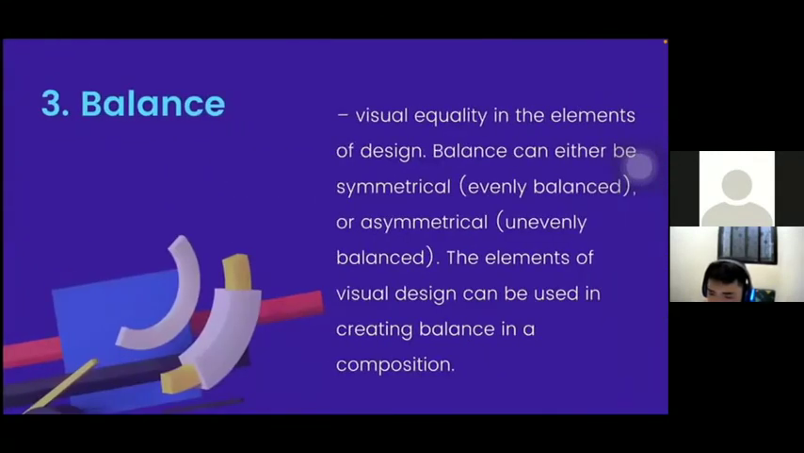Next is number three, balance. Visual equality in the elements of design. Balance can either be symmetrical, or evenly balanced, or asymmetrical, or unevenly balanced. The elements of visual design can be used in creating balance in a composition. So balance is the visual weight of objects, colors, texture, and space distributed throughout the screen. These elements should be balanced like a scale to make the design feel stable. So in a balanced design, all treatment groups receive the same number of observations, while an imbalanced design has an unequal number of observations in some treatment groups.